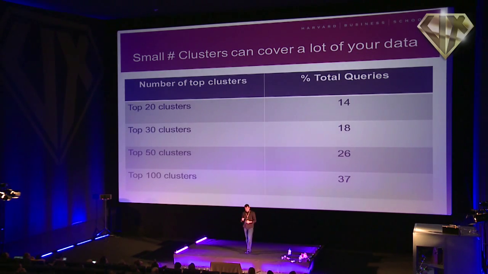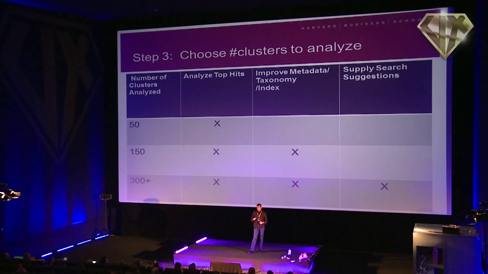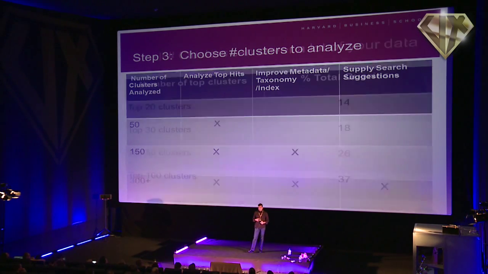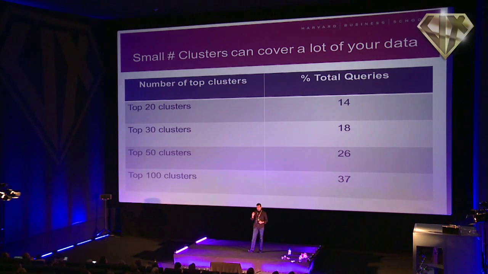And the biggest takeaway from this previous slide: why would you go from 50 to 300? If you analyze just the top 20 clusters, it covers about 14% of your queries. But if you're willing to analyze the top 100 clusters, it covers more than a third, 37% of your total queries. So by analyzing the search logs at a cluster level, you get very good coverage of the search terms that users are entering.